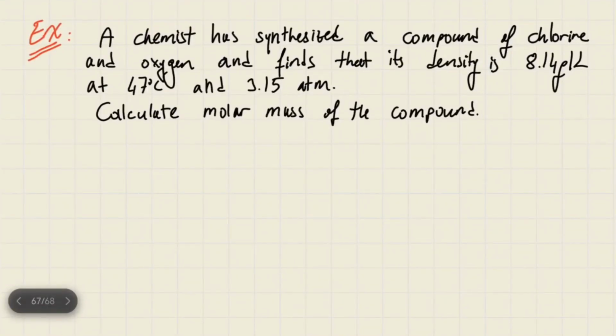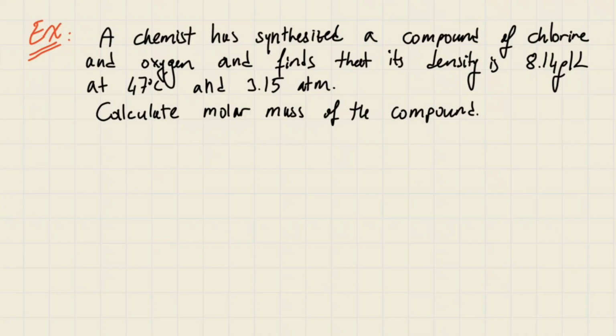And I want to make an example. This example is not a straightforward example. A chemist has synthesized a compound of chlorine and oxygen and finds that its density is 8.14 gram per liter at 47 Celsius and 3.15 atm. Calculate the molar mass of the compound. So we have to make the relationship between density and the molar mass of a gas.